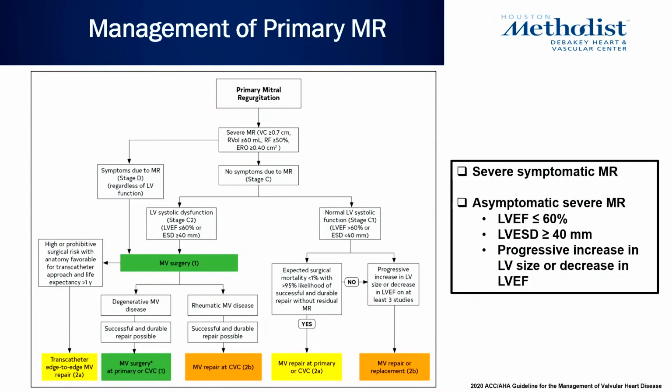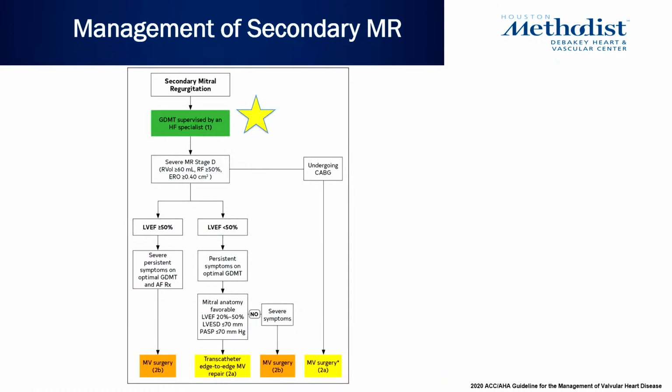Management of primary MR. Anytime you have severe symptomatic valve lesions, that's usually a class 1 indication for intervention. When you have asymptomatic severe MR, then you would intervene if your EF is less than 60% or your LV end systolic diameter is 4 centimeters or more, or there's progressive increase in LV size or decrease in EF. So when you're serially evaluating someone and you're reading echoes on somebody with significant MR, look back at the previous study, compare the LV sizes, and make that comment, because it can affect management.